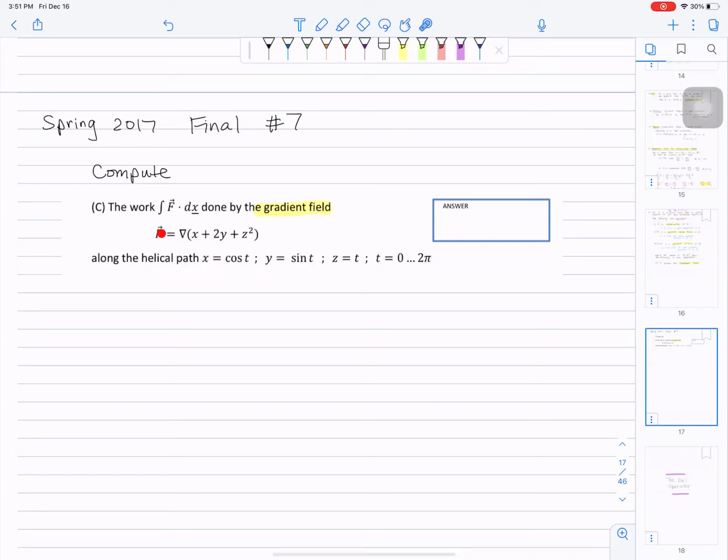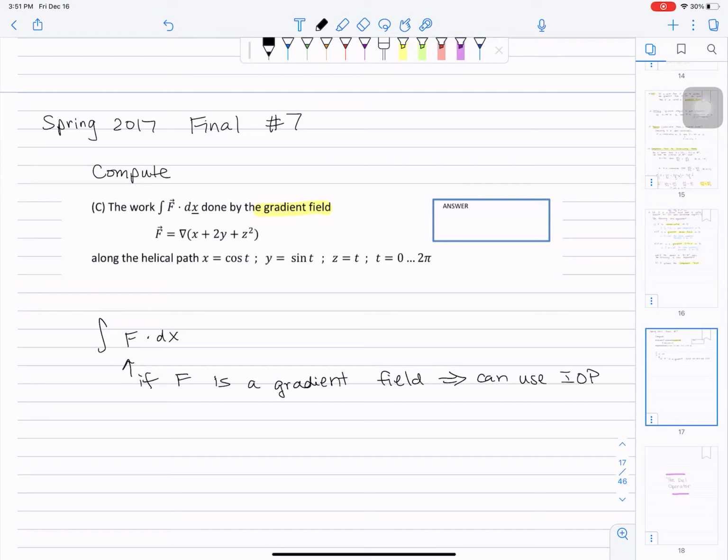Now, this capital F, so in general, we're trying to find the integral of F dot dx. If capital F is a gradient field, then we can use the independence of path theorem, or IOP. Is capital F a gradient field? It is, because they wrote it as the gradient of some function.